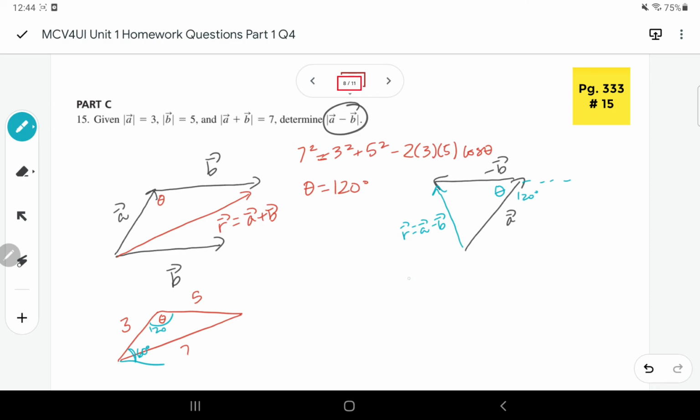So then you would have the magnitude of A minus B squared is 3 squared plus 5 squared minus 2 times 3 times 5 times cos 60. So I get that that's 19, root 19, or about 4.36 units.